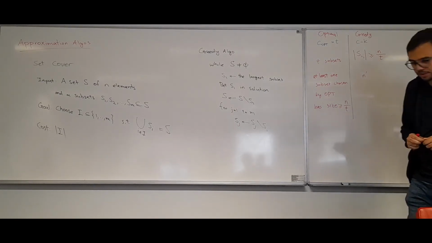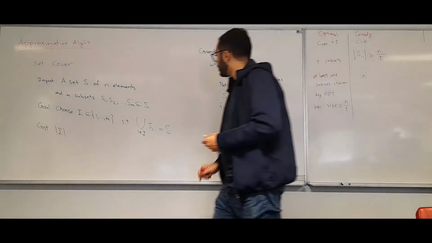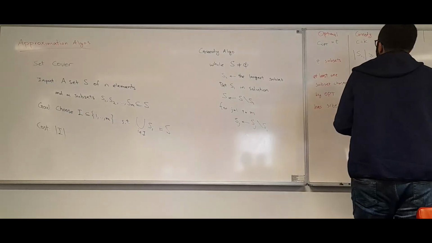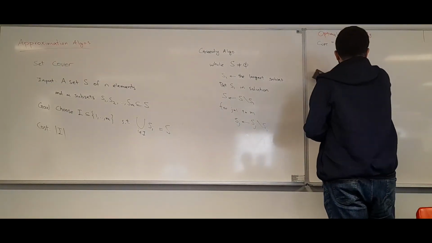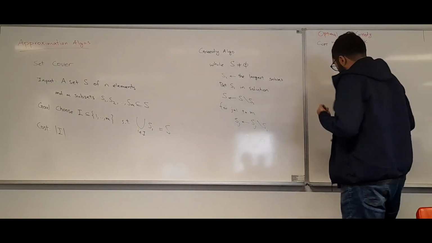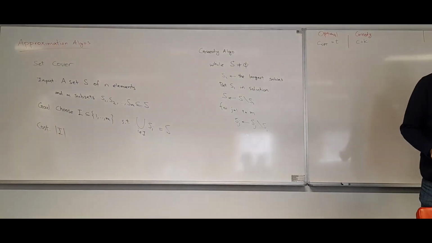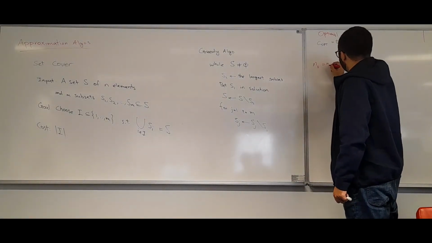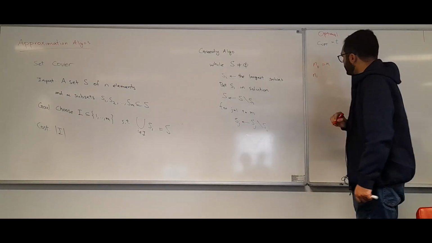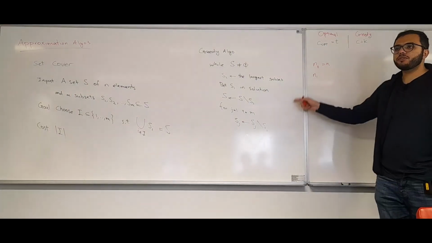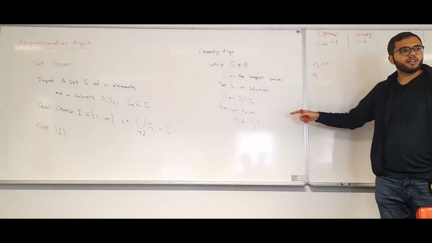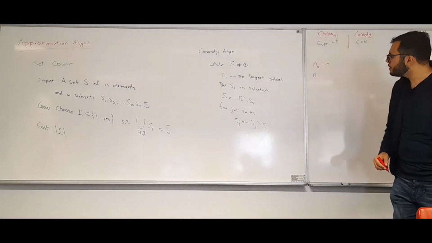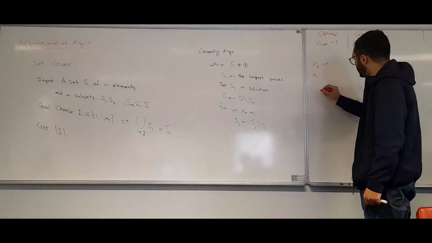Okay, so how would I formalize this? Well, let's just keep track of the remaining size of my set. So let's say that n0 is just n, and let's say N1 is the size of the set after I do one iteration of this while loop. N2 is the size of the set after I do two iterations, and so on. So what do I know about Ni?